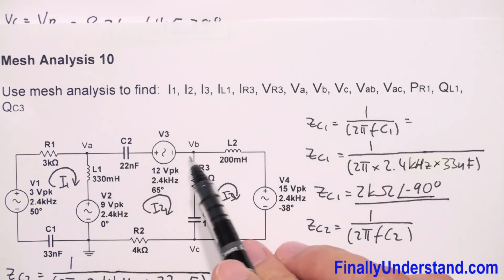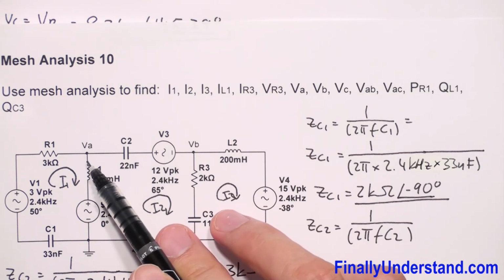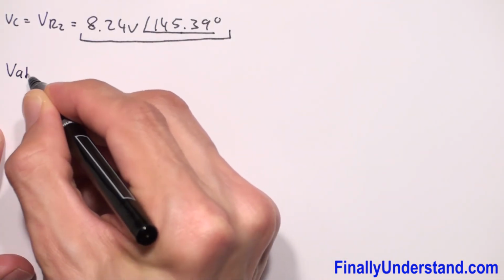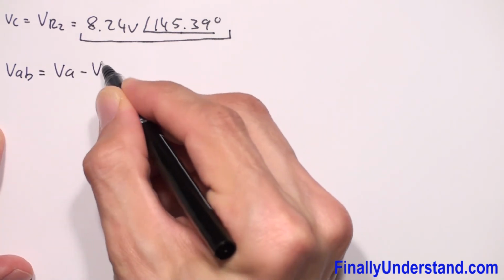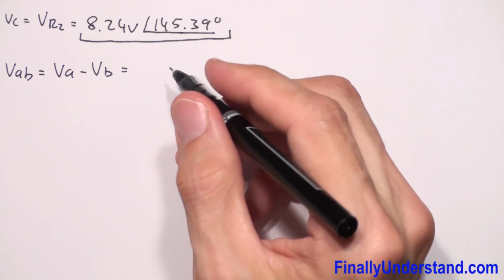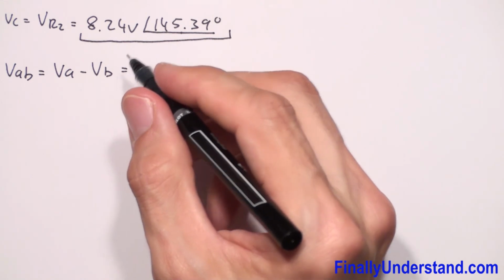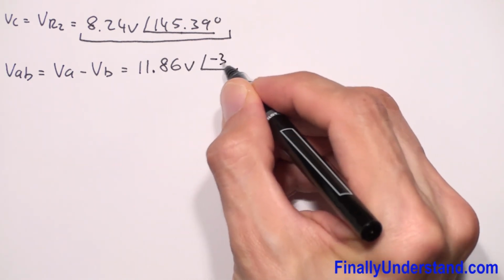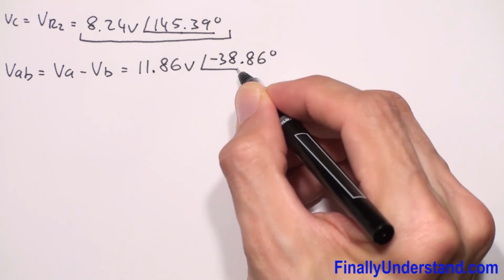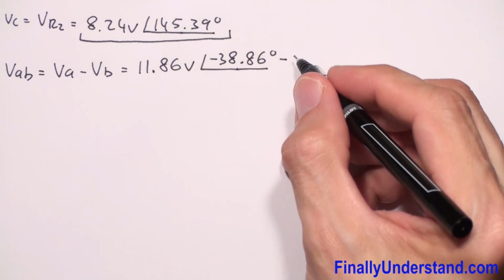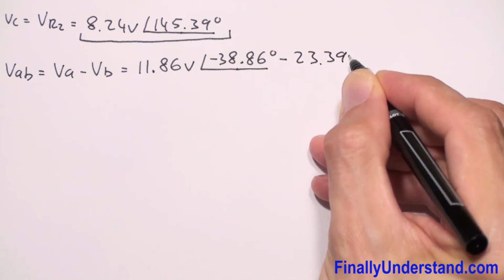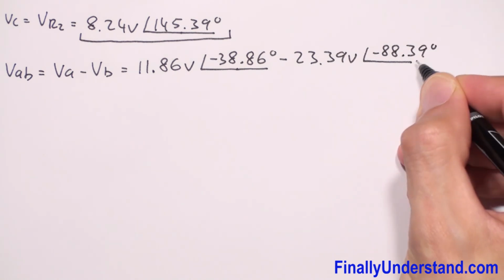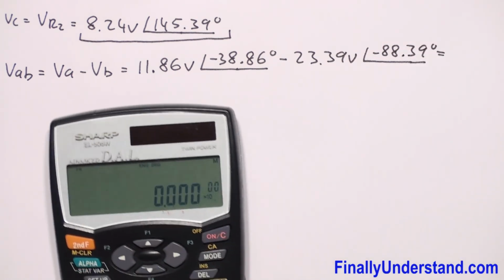Next, we're supposed to find voltage VAB. Voltage VAB is the voltage between these two nodes. So basically, if you want to find this voltage, you're supposed to find the difference of these two voltages. So VAB is equal to VA minus VB, where VA we found is equal to 11.86 volts and angle of negative 38.86 degrees, minus VB, which is equal to 23.39 volts and angle of negative 88.39 degrees.